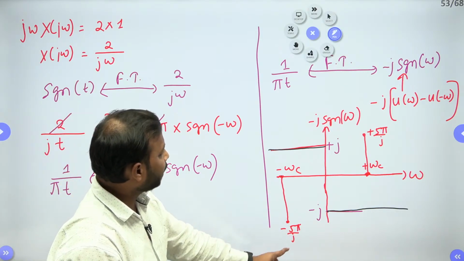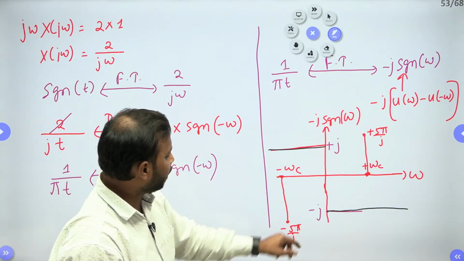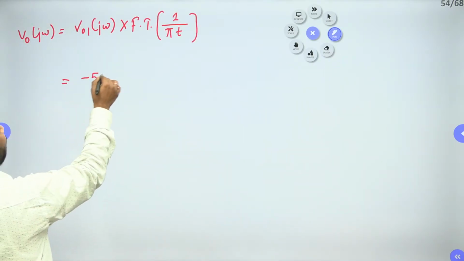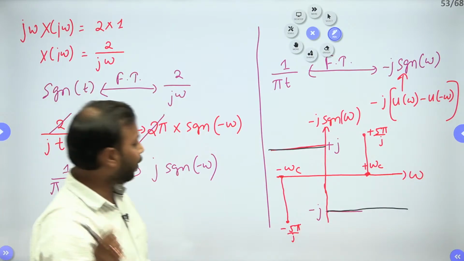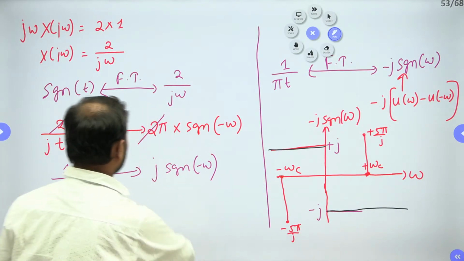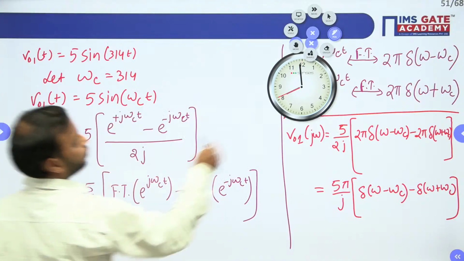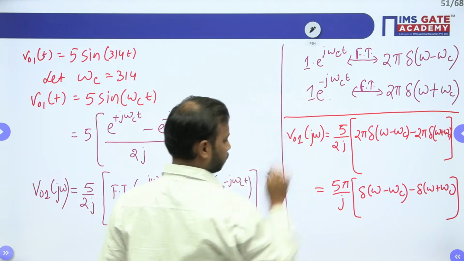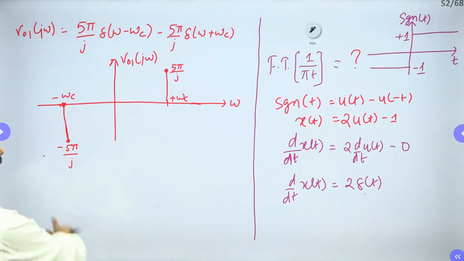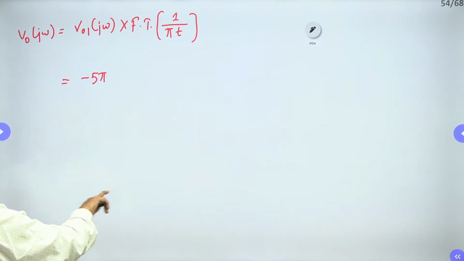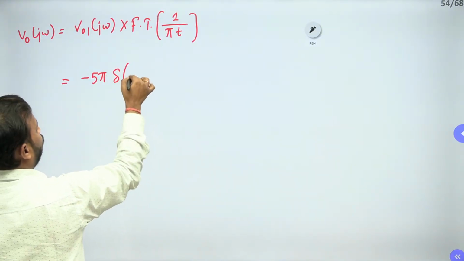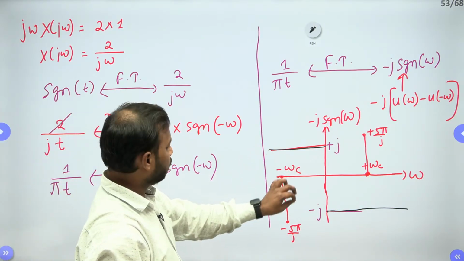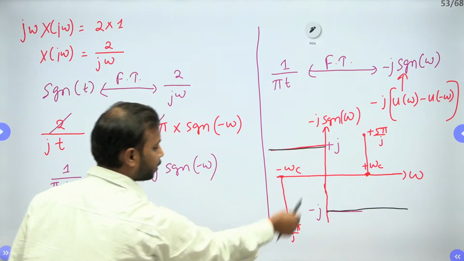Here minus 5 pi by j, here plus j. So, when you multiply these two, it will become minus 5 pi, isn't it? It will become minus 5 pi. But at what frequency? At frequency minus omega c. So, this will become del of omega plus omega c. So, when you multiply these two, at minus omega c, you will have the strength as minus 5 pi.